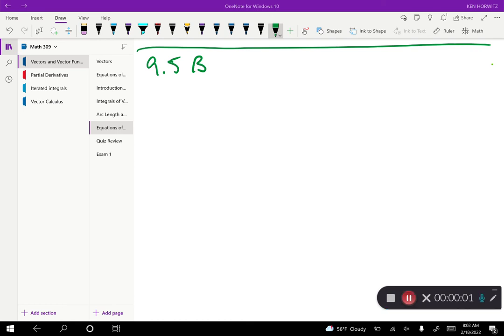Welcome back, everybody. Today we're going to talk about equations of planes, which is the second half of our section called equations of lines and planes.